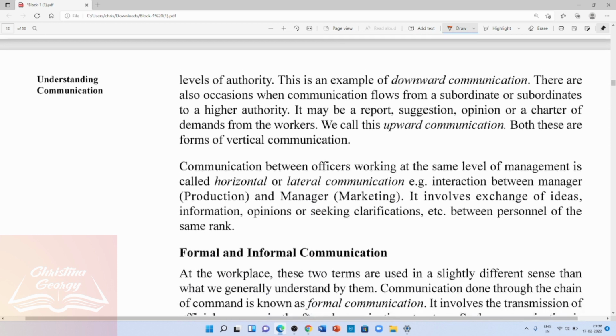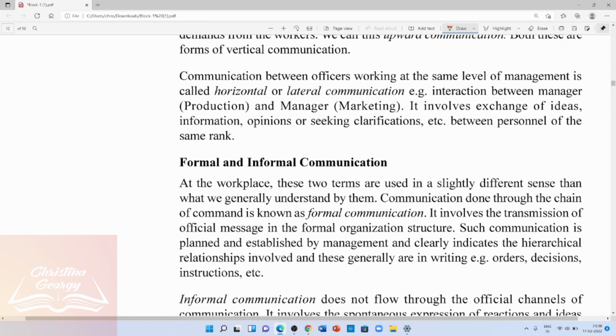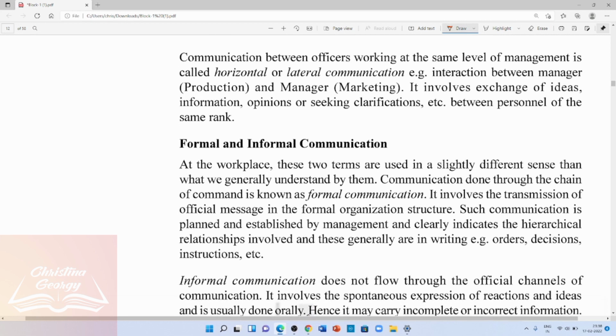Now you must be wondering, what do you mean by horizontal communication? See, horizontal communication can also be called lateral communication. That is, interaction between the same level of employees or people for that matter. That is, interaction between the production manager and marketing manager of a firm could be horizontal or lateral in nature.